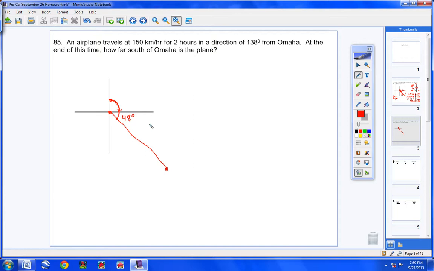48 is 138 degrees. Now, how far, here's the airport, the plane took off and it's traveling through the air like this, okay? Now, how far has the plane traveled? Well, let's see. It's been in the air for 2 hours, flying at a rate of 150 kilometers per hour. So the first hour, it traveled 150 kilometers. The second hour, it traveled 150 kilometers.